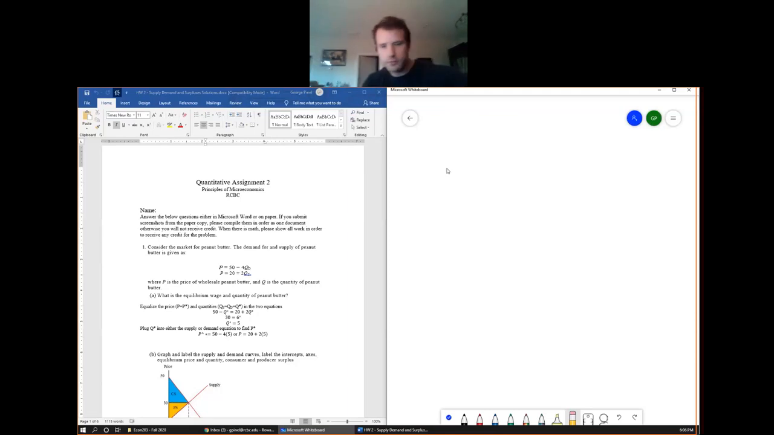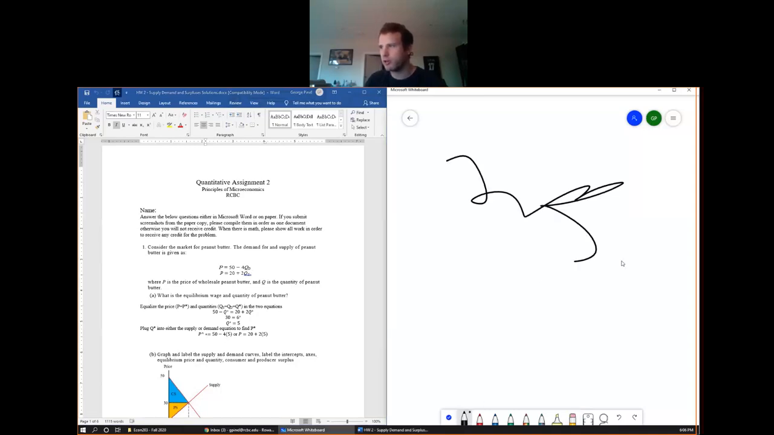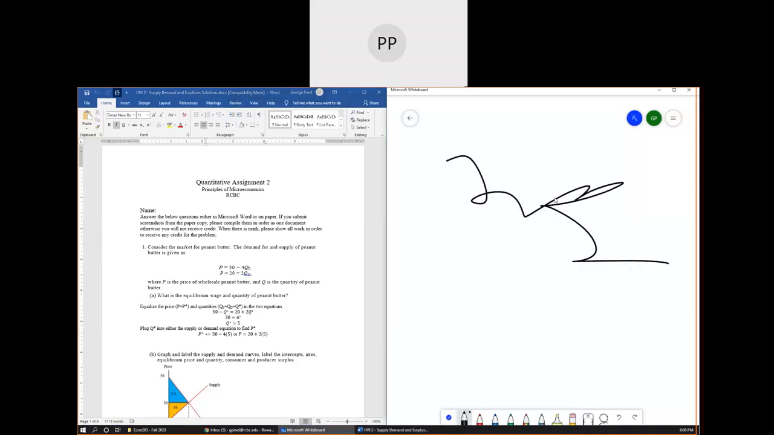Can you confirm that you see on the left-hand side of the screen a Microsoft Word document that looks like your quantitative assignment, and on the right-hand side a little whiteboard where you can see me scribbling here? Yeah, I can see that. Okay, perfect.